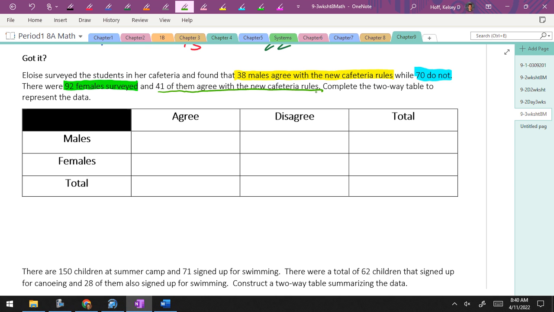38 males agree with the new cafeteria rules. 70 do not. 92 females were surveyed. 41 of them agree with the new cafeteria rules.